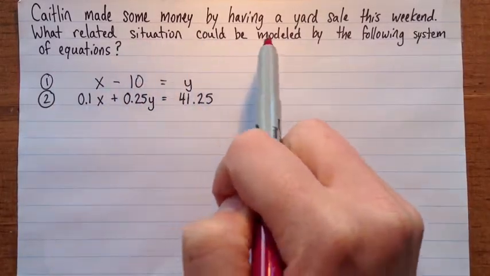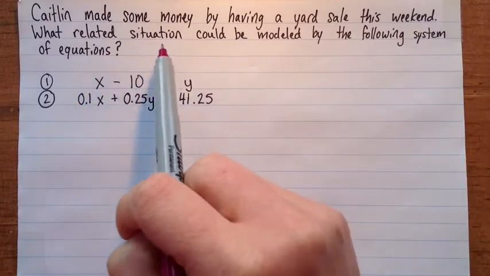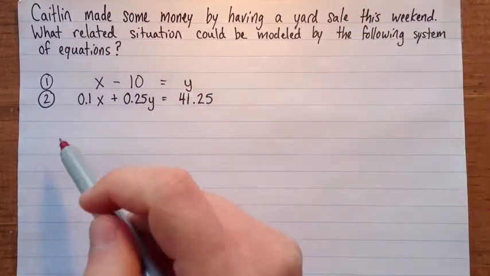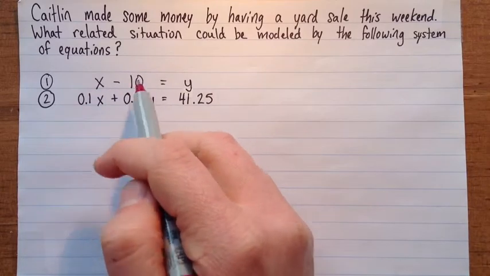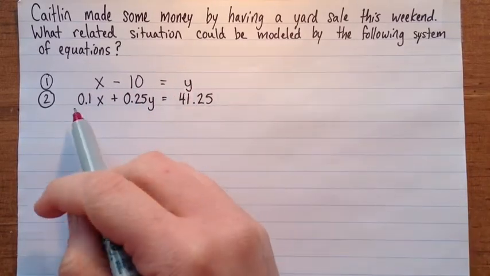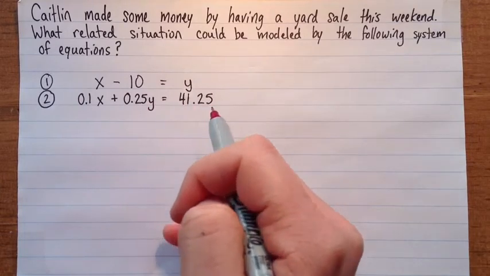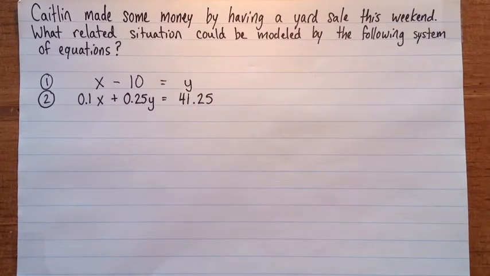Caitlin made some money by having a yard sale this weekend. What related situation could be modeled by the following system of equations? So the first is that x take away 10 equals y. And the second is that 0.1x plus 0.25y equals 41.25. So at first glance, these numbers look kind of strange.